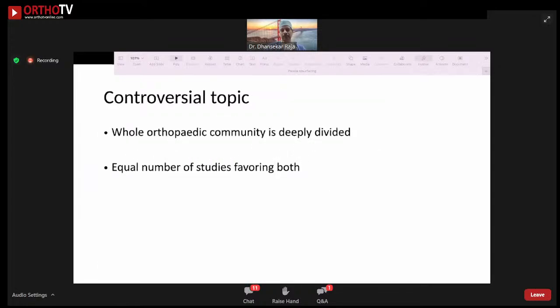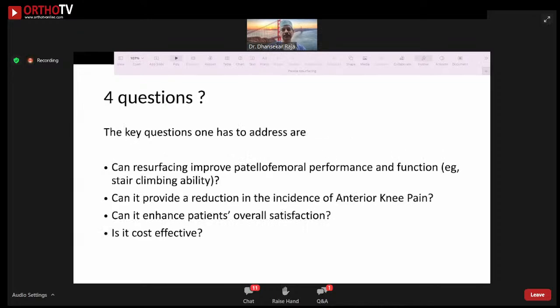The topic is controversial, whether to resurface the patella or not. The whole orthopedic community is deeply divided. There are an equal number of studies favoring both of these procedures. There are four key questions. First, can resurfacing improve patellofemoral performance and function, for example, stair climbing ability? Can it provide a reduction in the incidence of anterior knee pain? Can it enhance the patient's overall satisfaction?